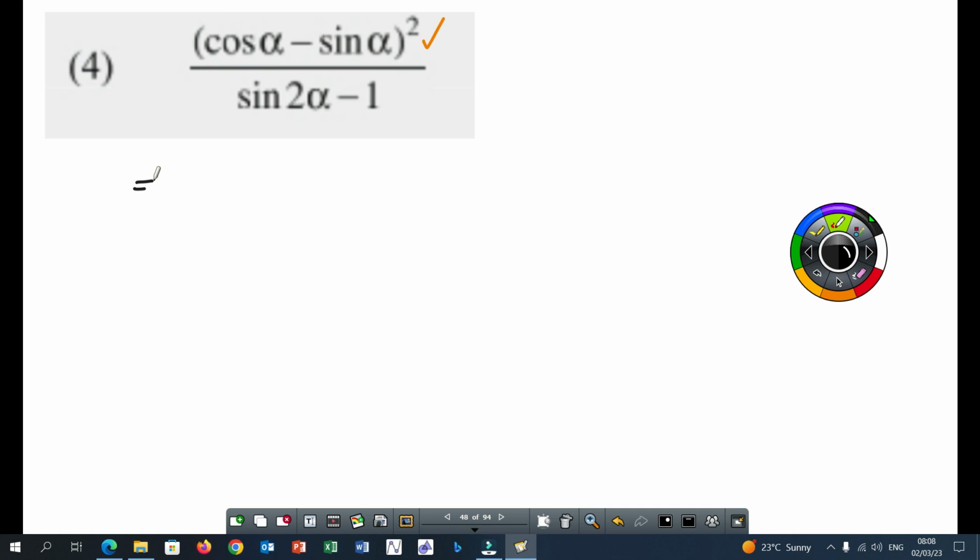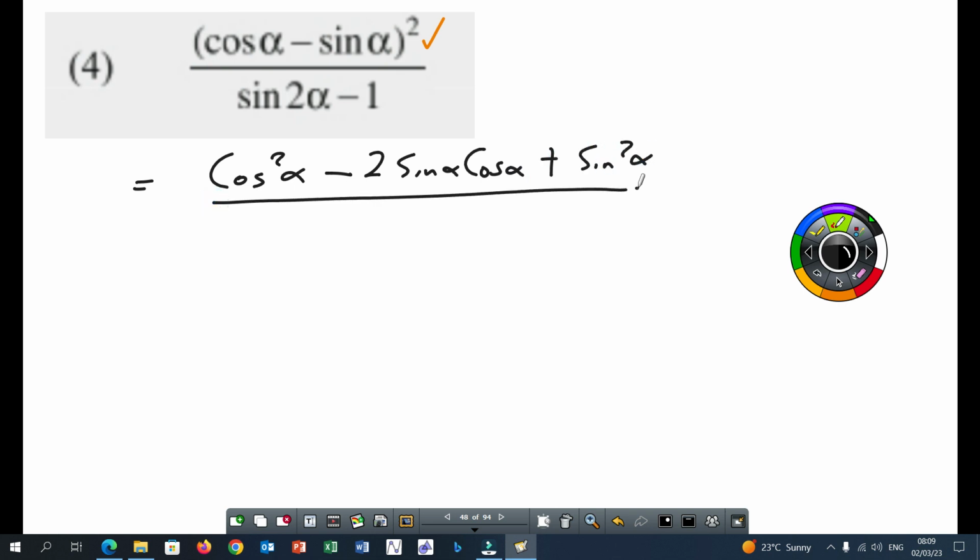Are you following that? So square that, you get cos squared alpha. Then there's a minus here, so I'll put my minus. Then I'll multiply cos alpha by sine alpha, and then multiply that product by 2. So I'll get 2 sine alpha cos alpha. Then I'll square that sine alpha, I'll get positive sine squared alpha. Are you following? Then this sine 2 alpha.